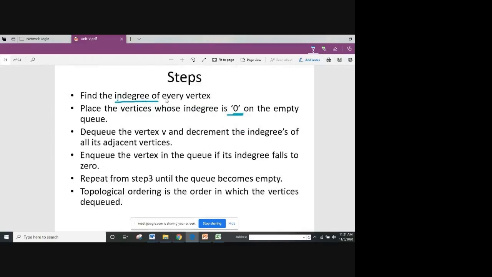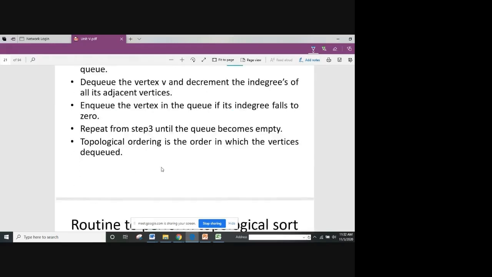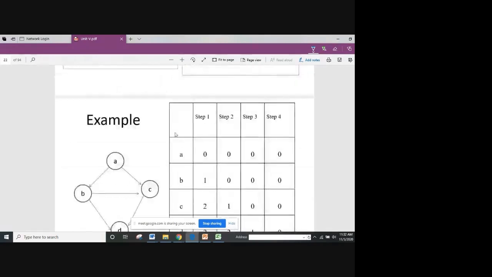The first step is finding the in-degree for all the vertices. Then take the vertices whose in-degree is 0 and put them in the queue. Once you put it in the empty queue, immediately you have to dequeue also. When you dequeue, you have to find the adjacent vertices and decrement their in-degree values. So I will show you with the problem itself, then I'll tell you the steps.